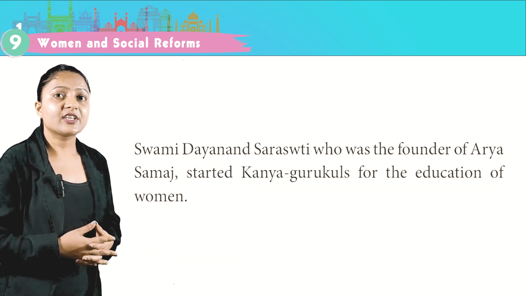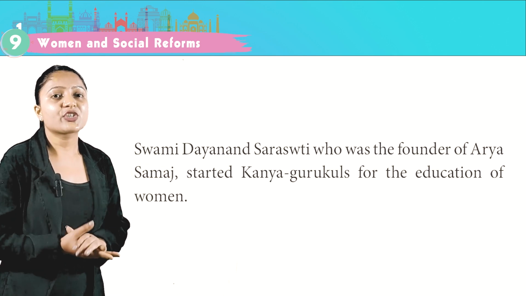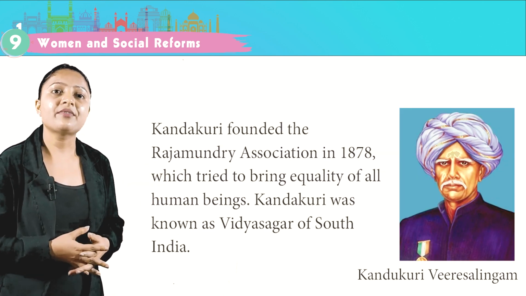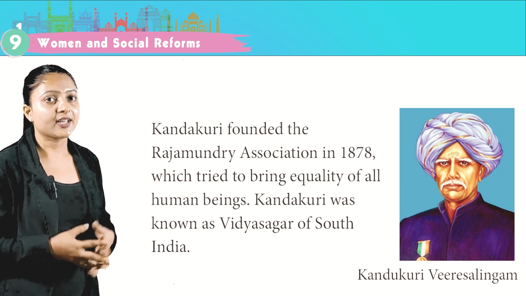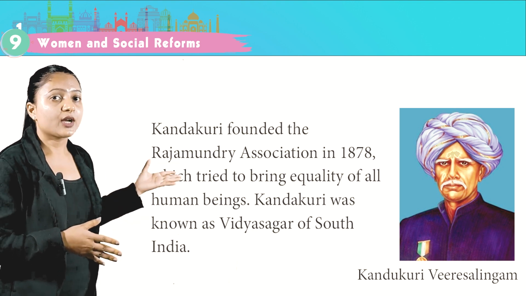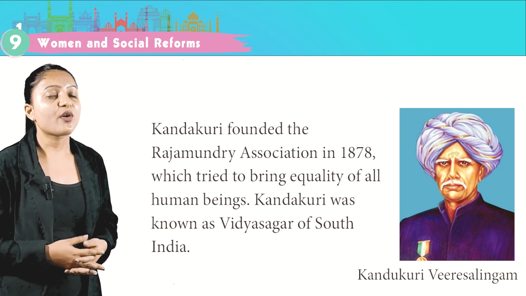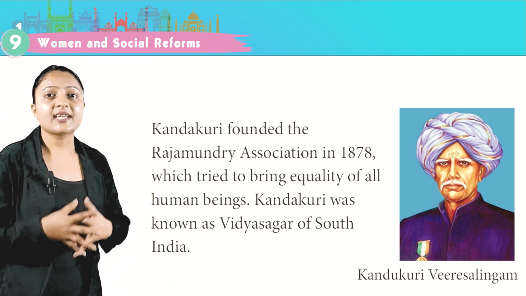Swami Dayanand Saraswati, who was the founder of Arya Samaj, started Kanya Gurukuls for the education of women. Kandukuri founded the Rajamundry Association in 1878, which tried to bring equality of all human beings. Kandukuri was known as Vidyasagar of South India. This is the image of Kandukuri Veeresalingam.